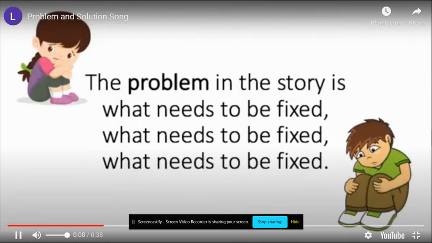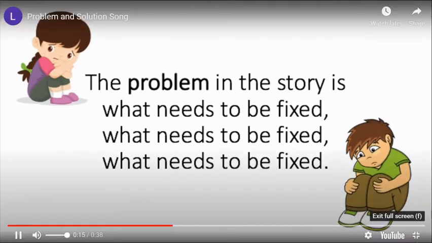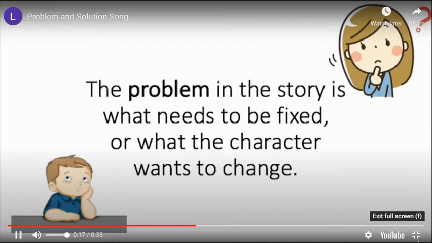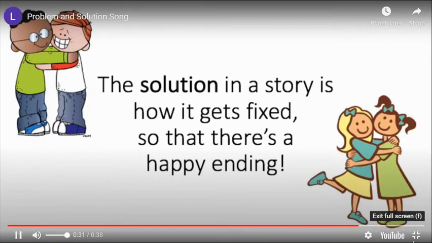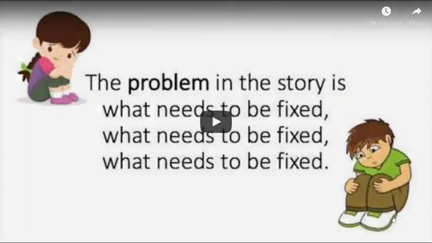The problem in the story is what needs to be fixed. What needs to be fixed? Problem of a story is what needs to be fixed, or what the character wants to change. The solution in a story is how it gets fixed. How it gets fixed. The solution in a story is how it gets fixed, so that there's a happy ending.